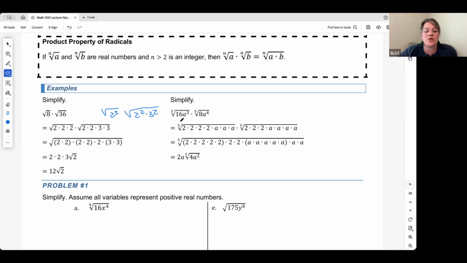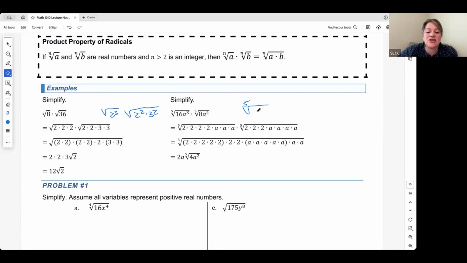What about the 5th root of 16a cubed and the 5th root of 8a to the 4th? If you break this into primes, notice you only have 4 2's. I need another 2. That's the case when mashing them together would be helpful. So if you mash this all together, I can think about this as 2 to the 4th power, a to the 3rd power. Then I take the 5th root of 2 cubed, a to the 4th.